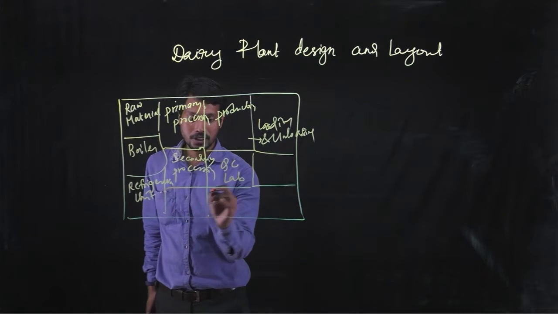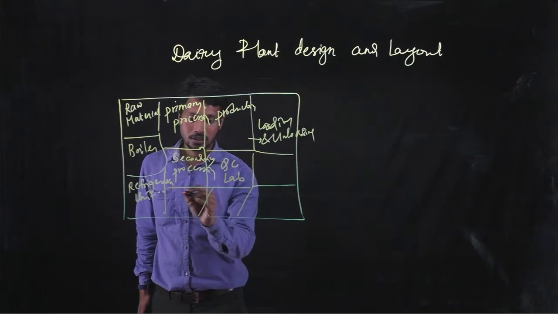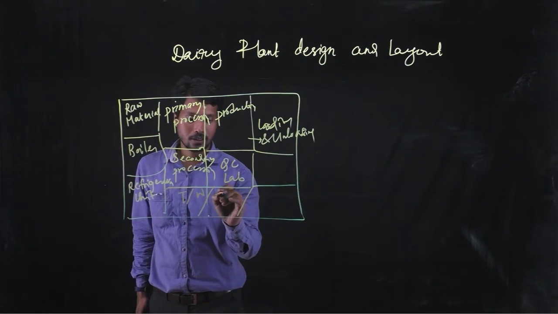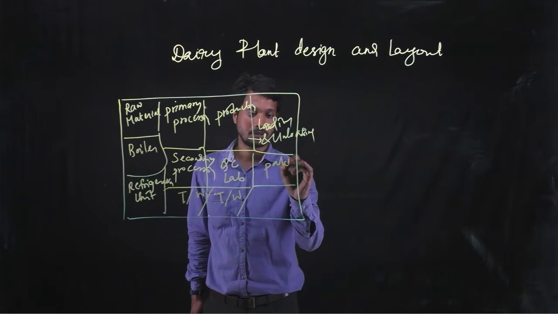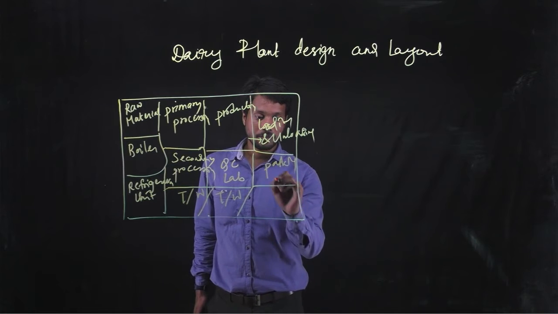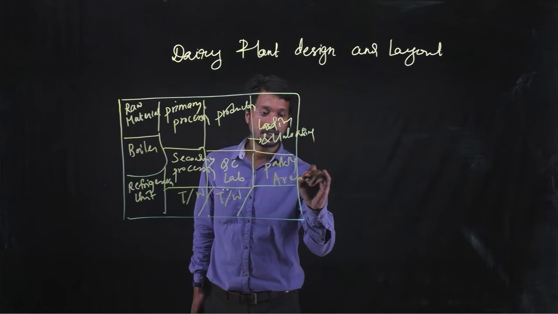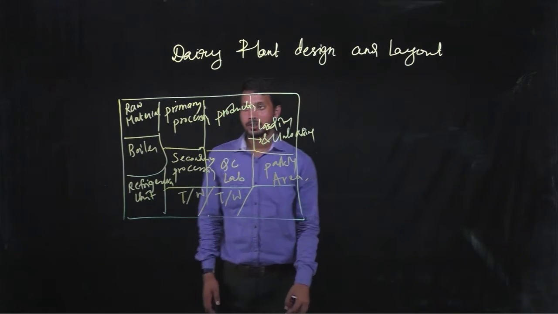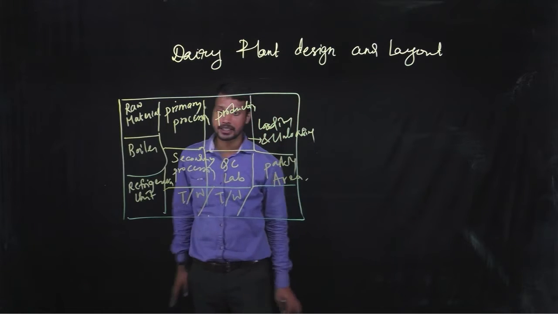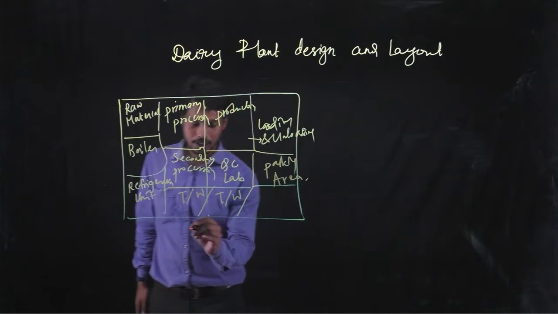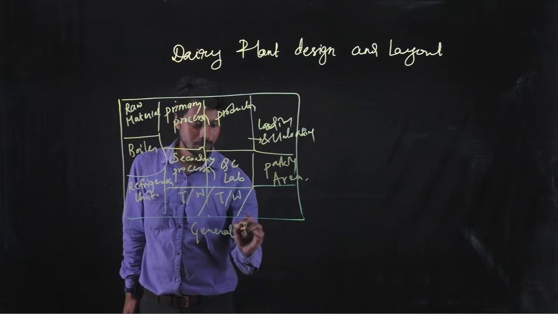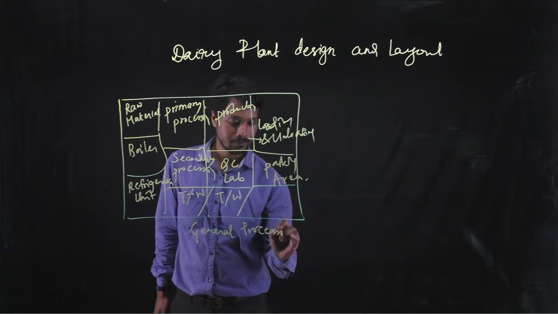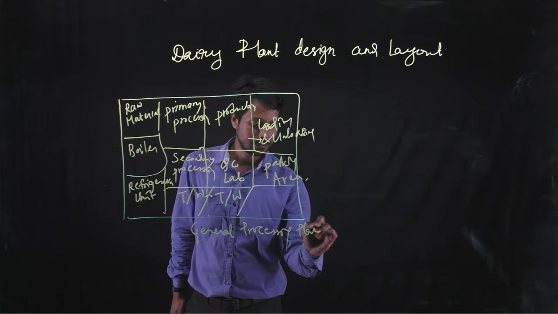Here you can have the toilets and washrooms, and this is the parking area. You can keep the parking area here, and you can remove the product from the unit here. So this is the basic idea of a general processing plant layout.